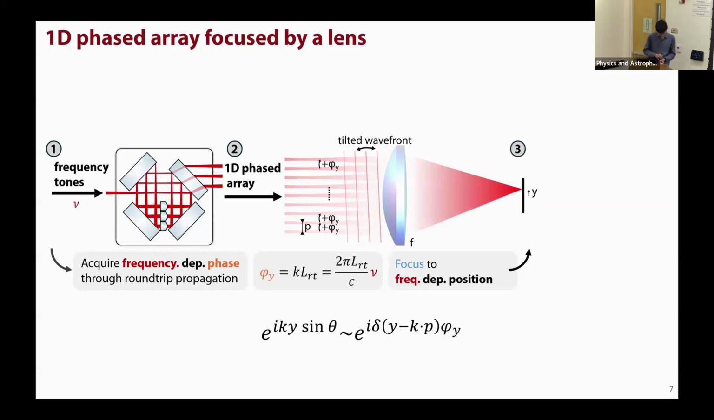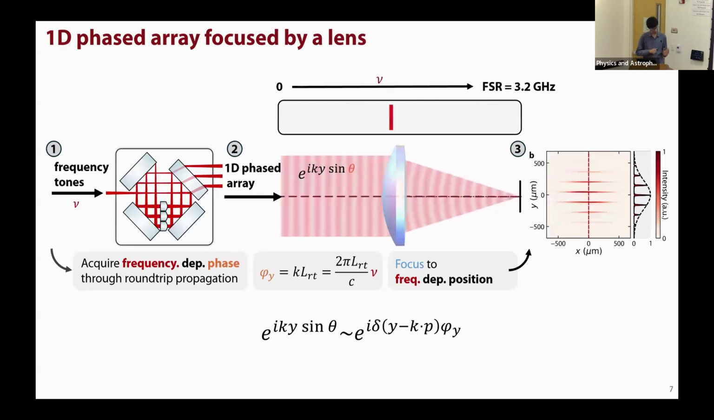Okay. So therefore, after a lens, this tilted wavefront will focus to a moved position, and this movement will be frequency dependent because it linearly depends on the wavefront tilting, which linearly depends on phi y, and then linearly depends on the frequency change nu. So by changing this input frequency nu, we can scan the image plane linearly in one of the directions.